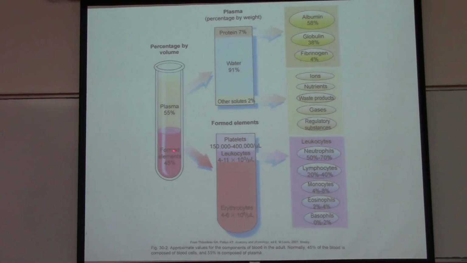And then the other stuff, the formed elements, are red cells, white cells, and platelets. White cells can further be differentiated into neutrophils, lymphocytes, monocytes, eosinophils, and basophils. So this really does a nice job of helping you to see what all is floating around in your bloodstream.